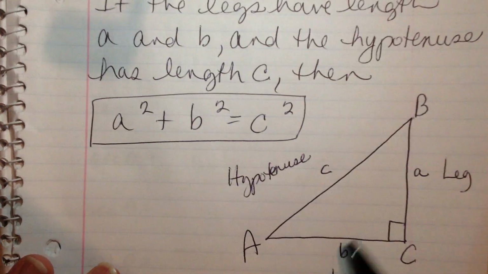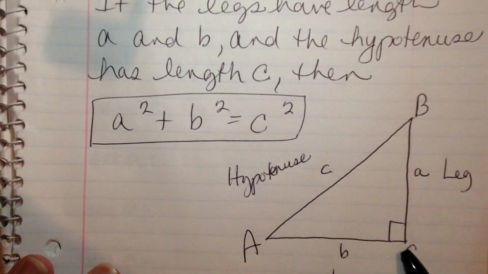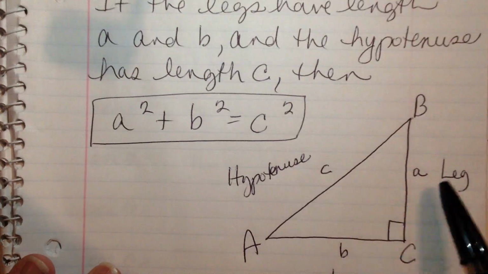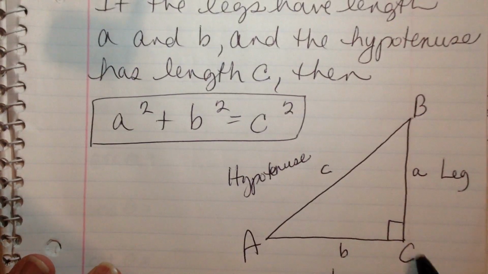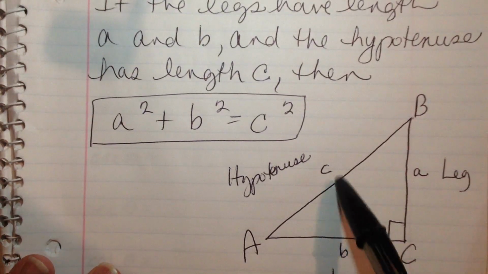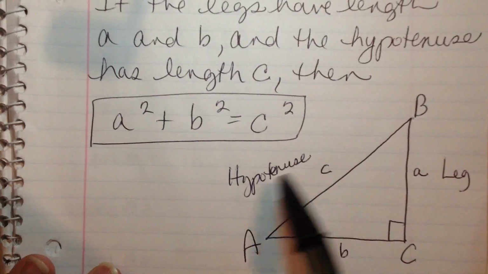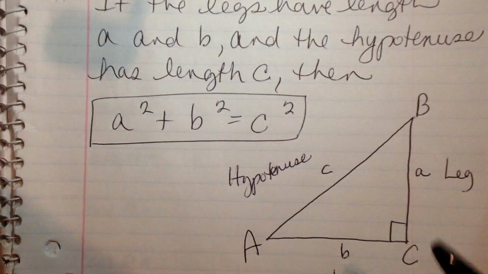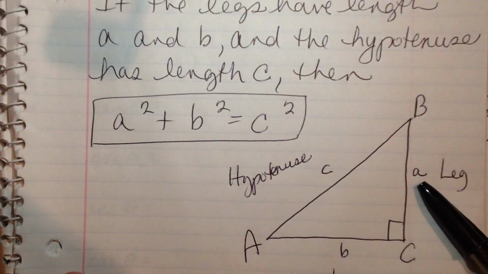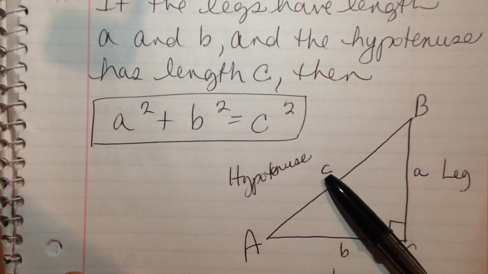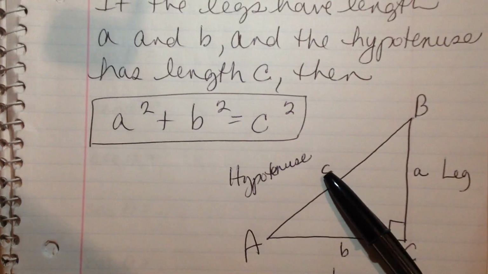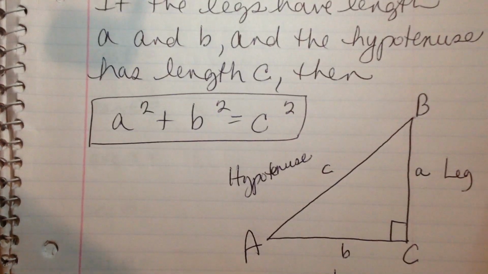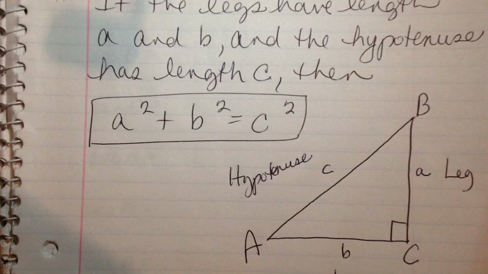In this triangle, the two legs are adjacent to the angle C. They're closest to the angle C. The side opposite angle C is lowercase c, which is the hypotenuse. The Pythagorean theorem says if you take each leg and square it, add them together, it will equal the hypotenuse squared. You use the Pythagorean theorem to find the missing side of a right triangle.